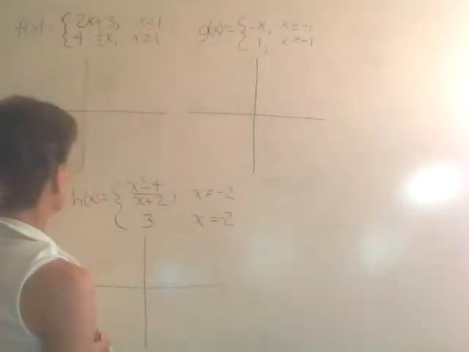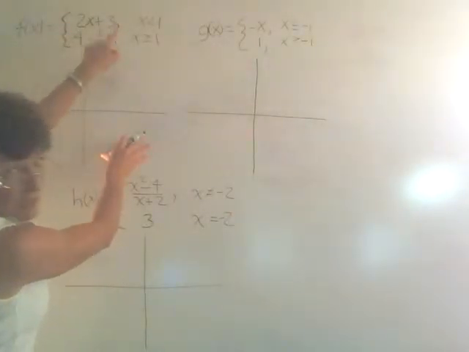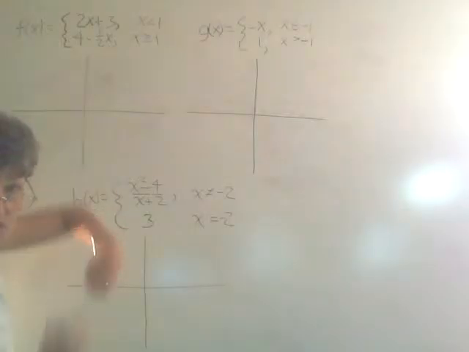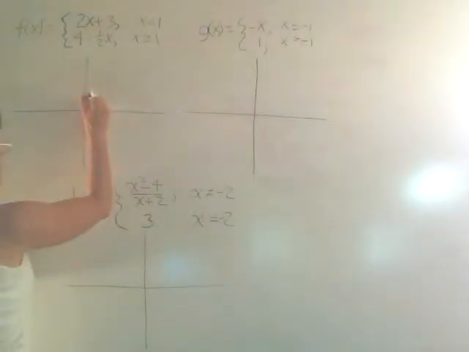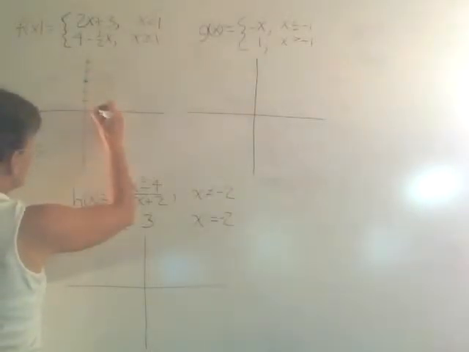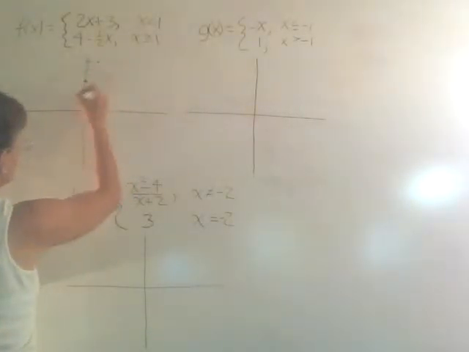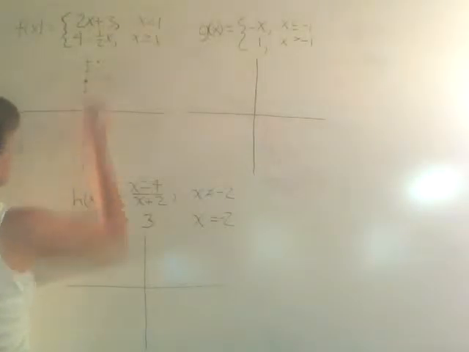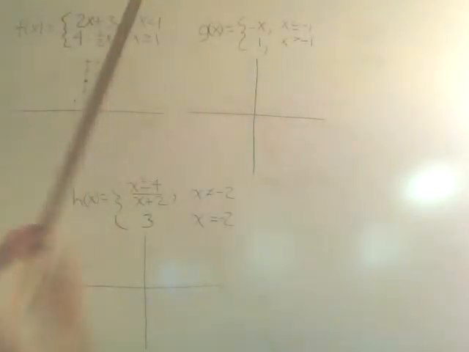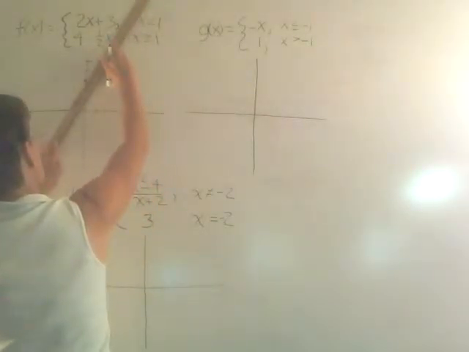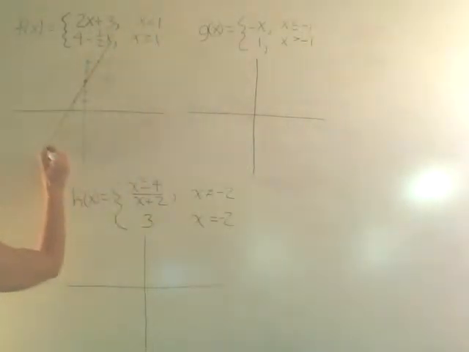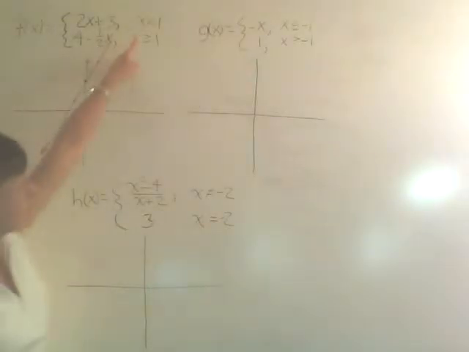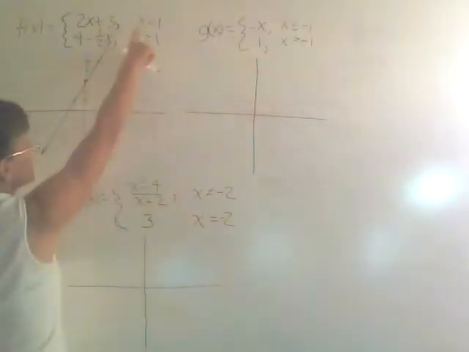So when you graph piecewise functions, you want to start with the first one and graph it as if there are no restrictions. So I'm just going to graph the line y equals 2x plus 3. Here's my 3, my y-intercept. My slope is 2, so I would go up 2 and over 1, or down 2 and over 1 to get my line. If there were no restrictions, my line would go on and on forever in both directions.